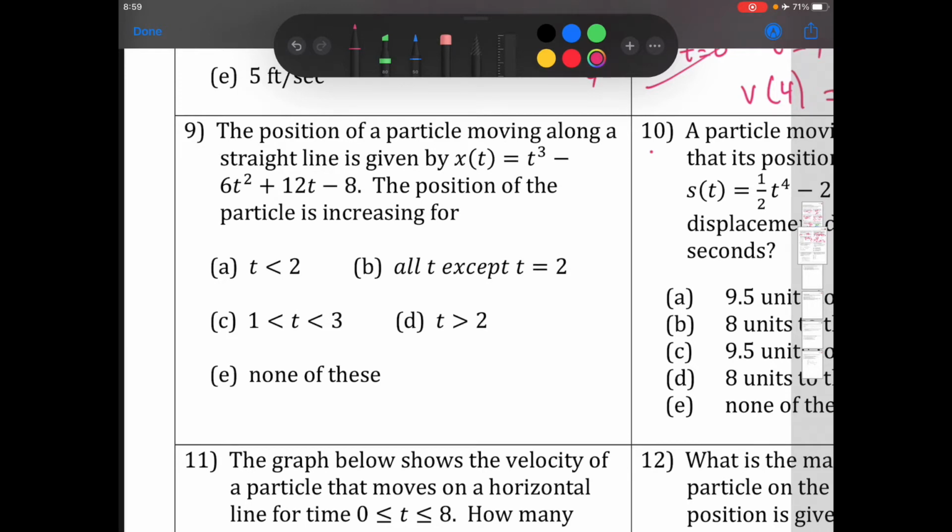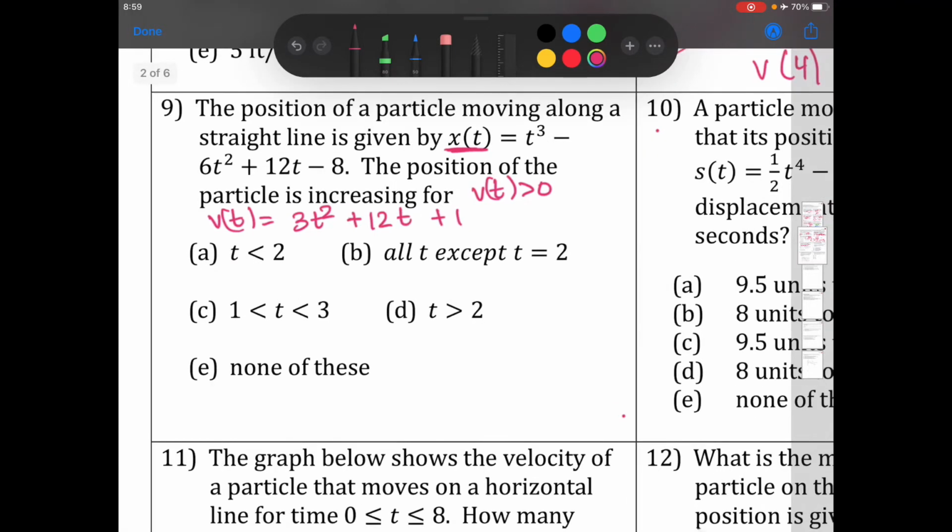Number 9, the position of a particle moving along a straight line is given by x of t equals t cubed minus 6t squared plus 12t minus 8. The position of the particle is increasing for what? So when is the position of a particle increasing? When my velocity is positive, or greater than 0. Again, I'm given a position equation, I want to find my v of t. So this would be 3t squared minus 12t plus 12. Actually, it's minus 12t. There's a minus here. Be very careful.